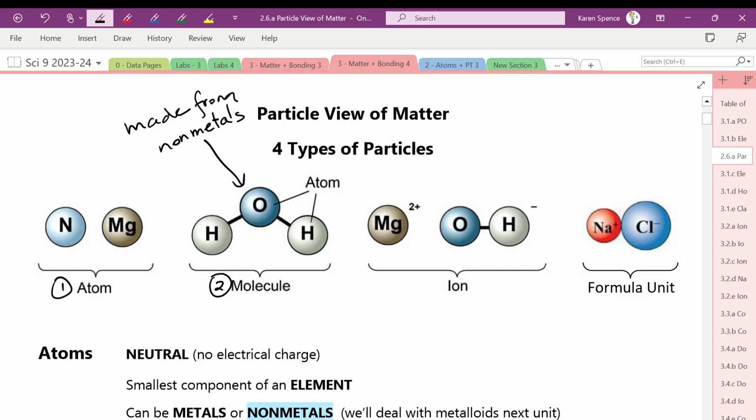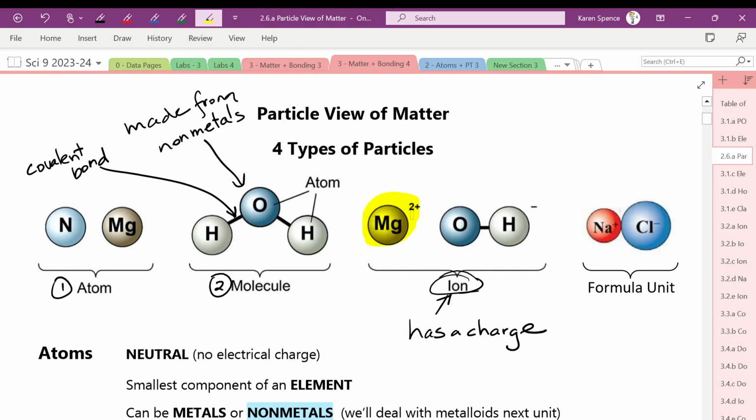What type of bond is this? That is a covalent bond, yes. Here are some ions. How do we know that something is an ion? Yes, it has a charge. Okay, so this is an ion here. This is a different ion here. And you can see the important thing about them is that they have a charge.